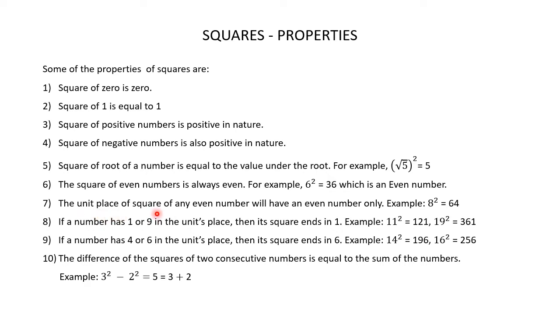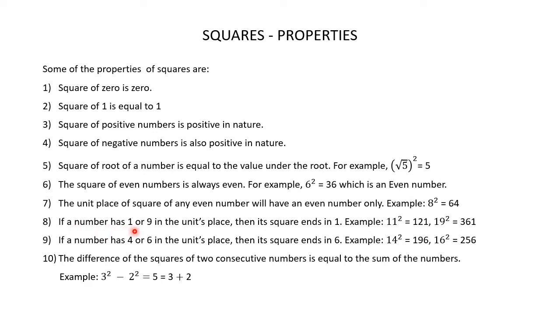The unit place of square of any even number will have an even number only. For example, 8 squared is equal to 64. 8 is an even number. 64 is also an even number. The unit place of 64 is 4 and 4 is an even number. So the unit place of square of any even number will have an even number only.